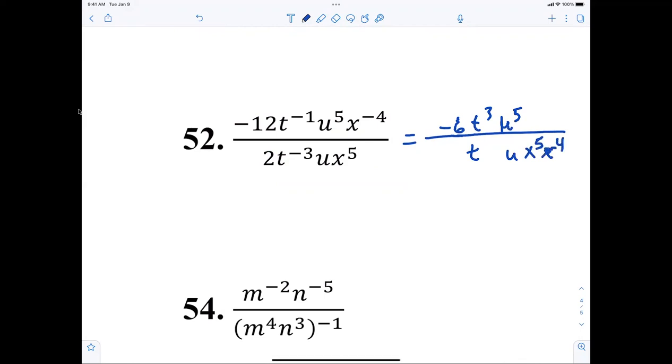All right, so now my final answer would be -6 and T to the 2nd, right? And U to the 4th, and X to the 9th on the bottom. Come on, guys, we got this. Everybody's good with that?